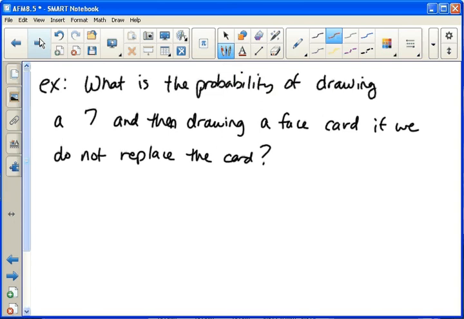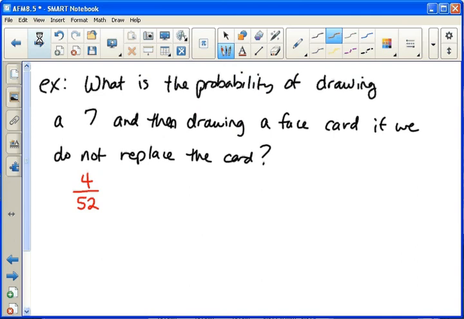So what is the probability of drawing a 7 and then drawing a face card if we do not replace the card? So first, if we want to draw a 7, the probability of drawing a 7 would be 4 out of 52. So we draw a 7. There's now only 51 cards in the deck, and there's a 7 missing. And then drawing a face card. Well, the face cards are still all there because we drew a 7 the first time, so that hasn't affected the number of face cards.